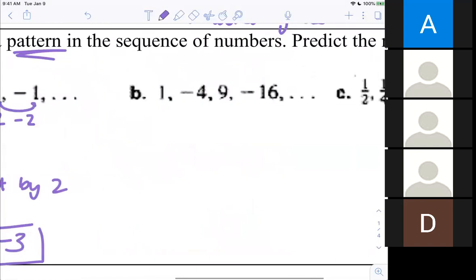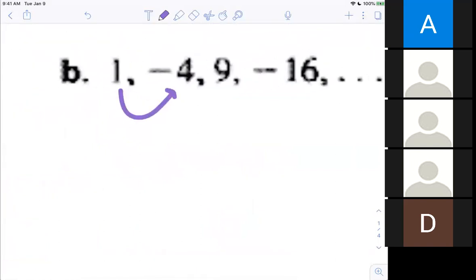All right, next one. I'm going to look and see, can I add or subtract here? Okay, well, to get from 1 to -4, that's -5. But -4 minus 5 doesn't give you +9. So that doesn't work. Okay, it's not -5. What if I multiplied or divided? Okay, 1 times -4 would be -4. Okay, but does -4 times -4 give me +9? No. Okay, so this is one of the weird ones.